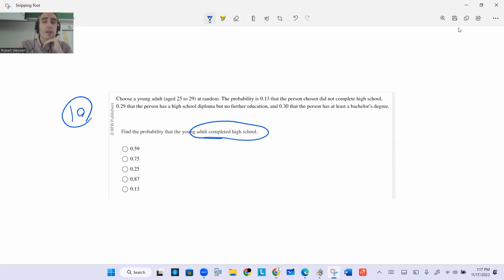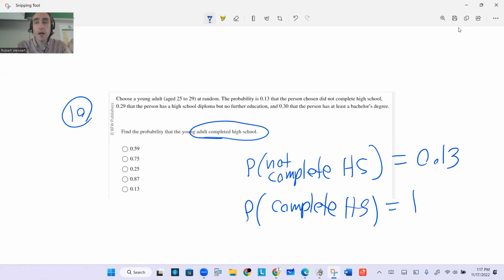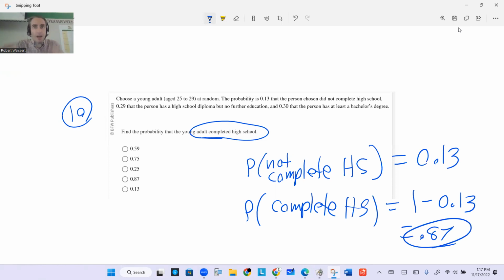So let's look at the not complete. We know that that is going to be 0.13. So the probability of complete, that's the complement of it, right? That's going to be 1 minus 0.13. And so that's going to give you 0.87. So it's like not completing high school is the complement of completing high school. You can just take that and subtract from 100%, and that gives you 0.87.